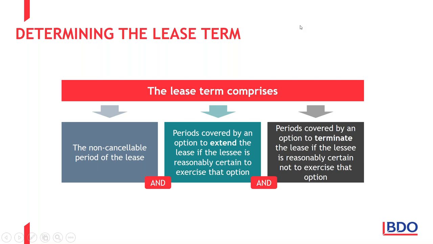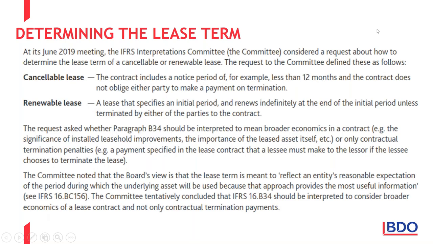Now, the one that's actually in practice created a lot of difficulty, surprise, surprise, is not the assessment whether we're reasonably certain to extend a lease or whether we are reasonably certain to terminate a lease, although it's problematic and subject to judgment. The one that got everybody by surprise is this interpretation of the non-cancellable period of the lease. Now, at the June meeting, the Interpretations Committee considered a request to clarify that part of lease term. Now, this is the draft that they released after the June meeting. And during the November meeting, this has been confirmed as a final decision.